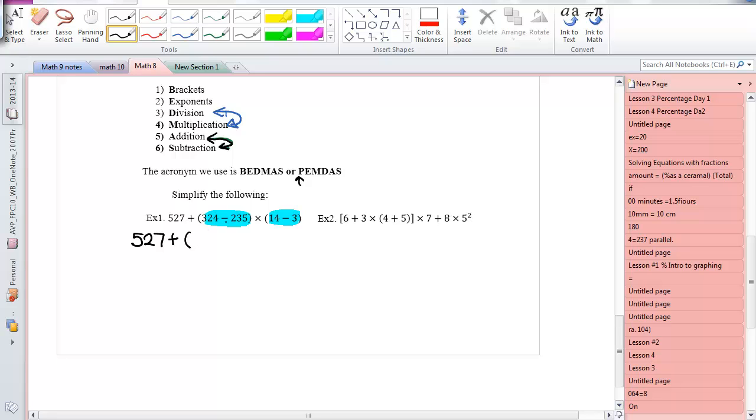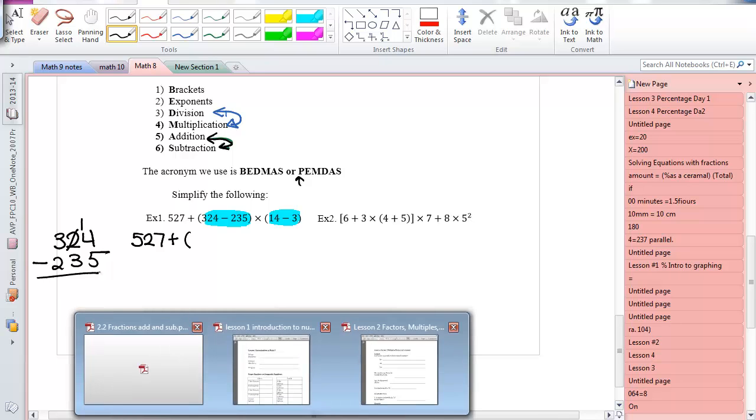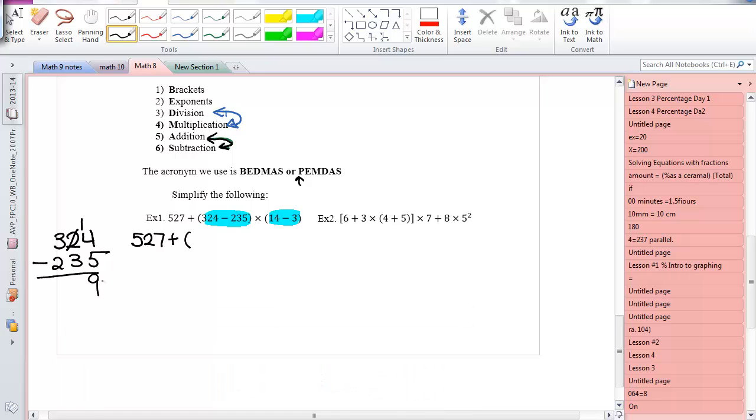And then I'm going to do my first bracket, and that is 324 subtract 235. And just so we all remember how to do long subtraction here, I can't do 4 minus 5, so I'm going to borrow from the 2, and so I have 14 minus 5, which is going to be 9. And then what I'm left with here is a 1.